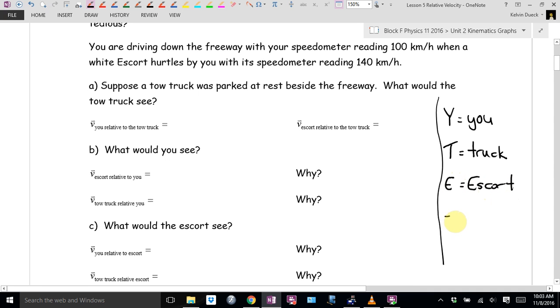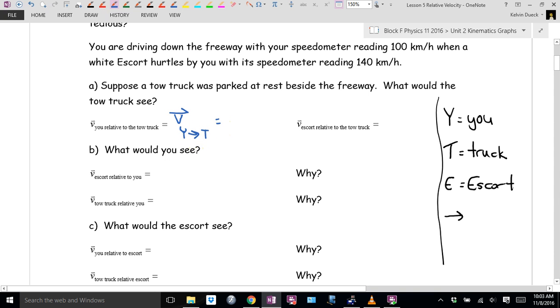And then we're going to use that symbol for relative to. You don't even write that down, you'll figure it out. So the first question says you relative to the tow truck. If I was writing that, I would go V of Y relative to the tow truck.